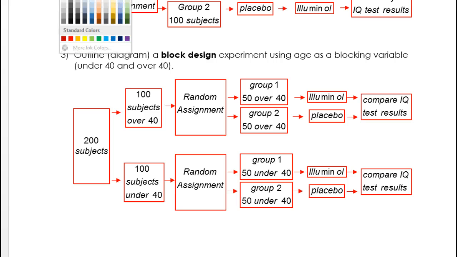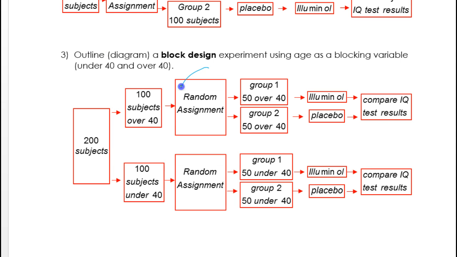Notice that this is not one big block. Some students want to make one giant random assignment block between them. No, that's wrong. They have to be separate. All of this has to be separate, so don't join these in any way other than the original 200 subjects. Also, a few students are tempted to put random assignment right here. That would be wrong, because we are not randomly assigning these subjects to these two groups. We're specifically putting the ones over 40 in this group and the ones under 40 in this group, so that is not random.